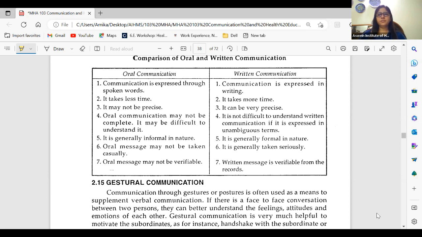Oral messages are generally taken casually because, as we discussed, they are not organization specific, they are person specific. So they are usually casual, whereas written communication is mostly formal, so it is taken seriously by the receivers. Oral messages, you cannot verify the origin, whereas with written messages, of course, there are emails, there are facts, there are orders. So these can be verified.